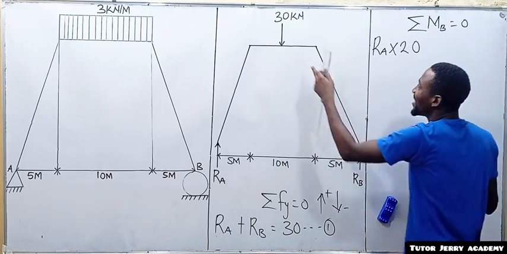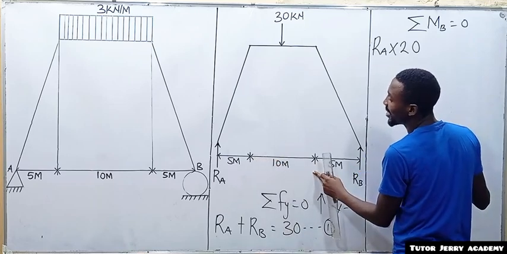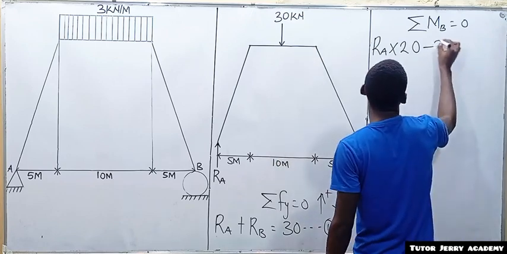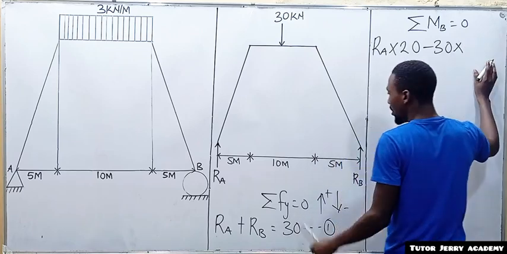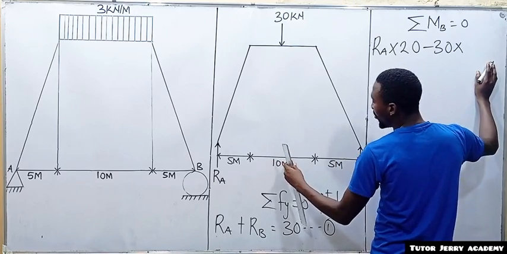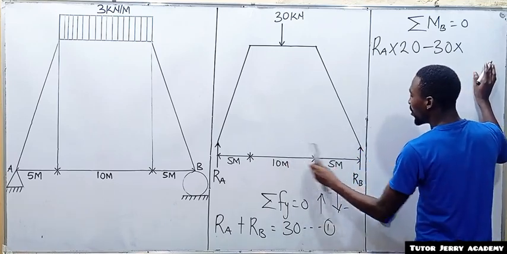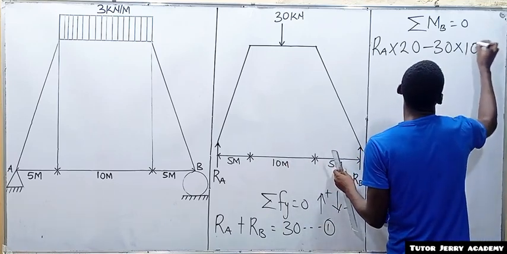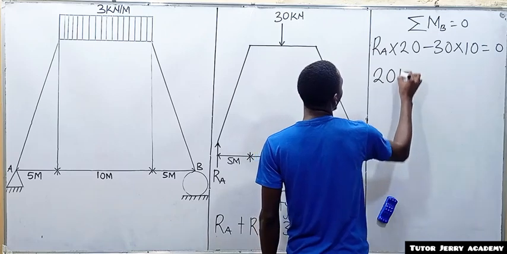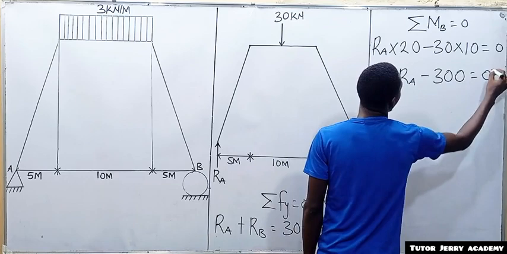and our 30 kilonewton is acting at the center of the distance that it is sustained on. So it's going to be minus 30 multiplied by the distance. 10 divided by 2 is 5. So from the center to the left is 5, from the center to the right will be 5. So 5 plus 5 is 10. It's going to be plus 10, then equals to what? 0. So this is going to be 20 RA minus 300 equals 0.